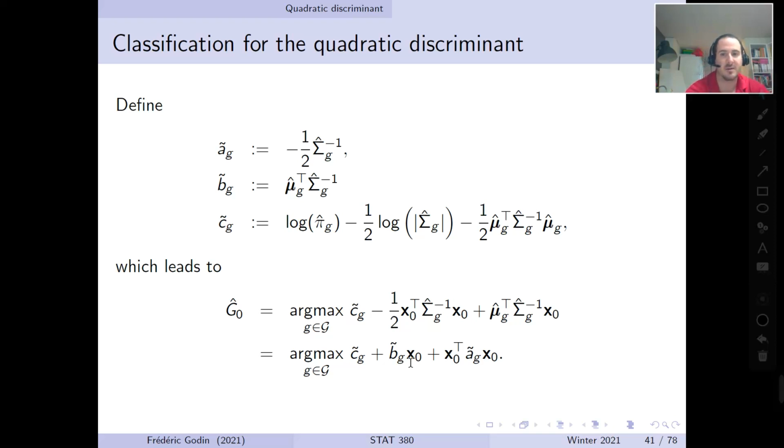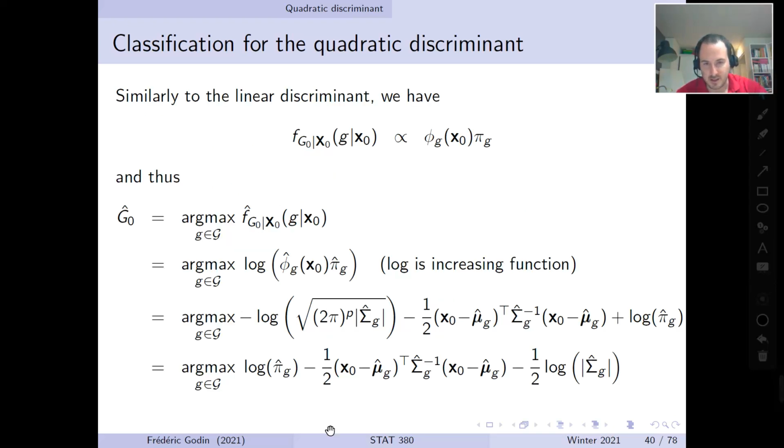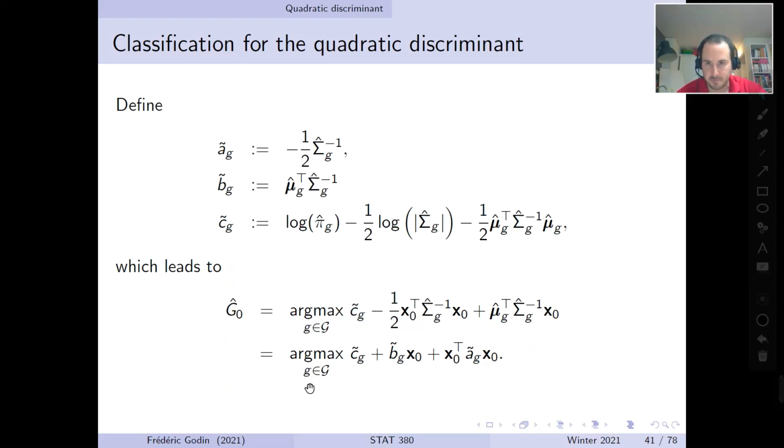continue calculations until you arrive at the end. Eventually, if you define the following quantities: A tilde G is equal to minus 1/2 times the inverse covariance matrix, B tilde G is equal to this, C tilde G is equal to this, then this expression, so the estimated class is to maximize across G, becomes: find the class which maximizes this expression here, which can be expressed as this.